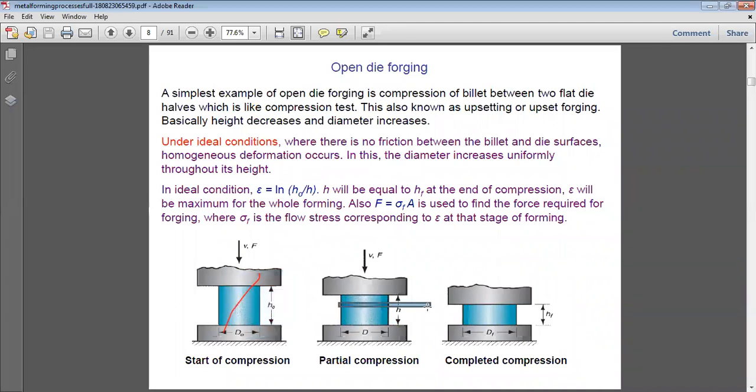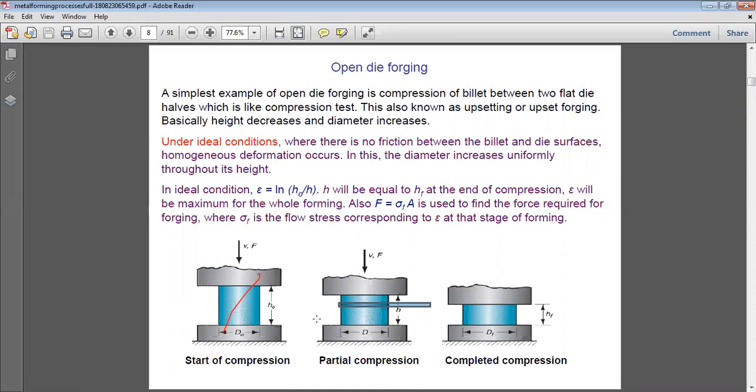In ideal condition, strain is equal to the natural log of h naught upon h. H naught is the actual initial height, and h is the height at an in-between stage, in partial compression. So it is being done in 3 stages: start of compression, partial compression, and the last one is completed compression, where strain will be maximum for the whole forming.